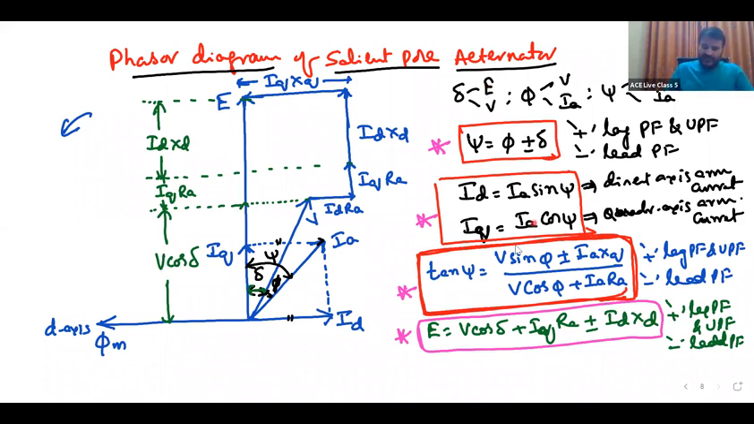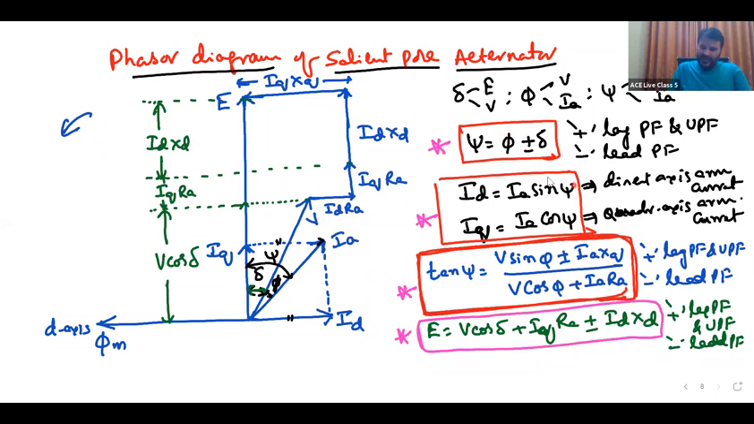I will ask you to calculate delta from this data. How can you calculate delta? Delta can be calculated by using tan psi, which is equal to V sin phi plus or minus IA XQ divided by V cos phi plus IARA. Phi is given by the power factor, and XQ and the other things are given. So from this, tan psi is calculated. Once you have calculated tan psi, delta can be calculated from this relation.